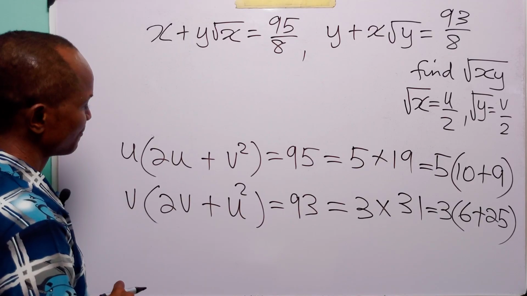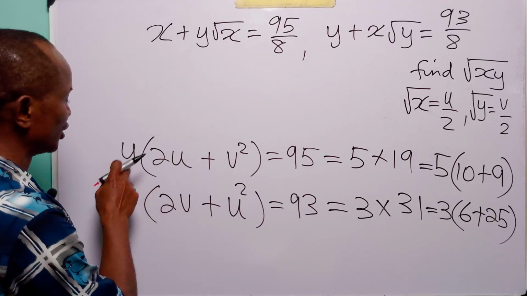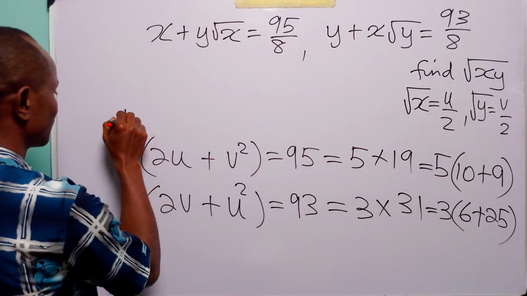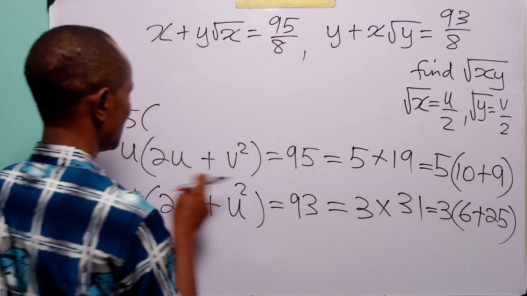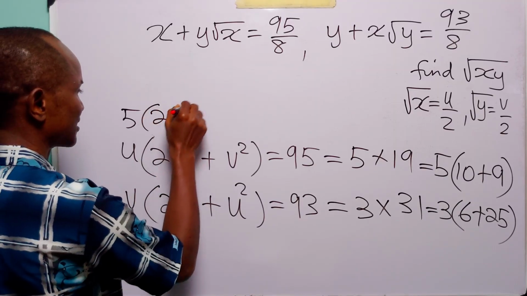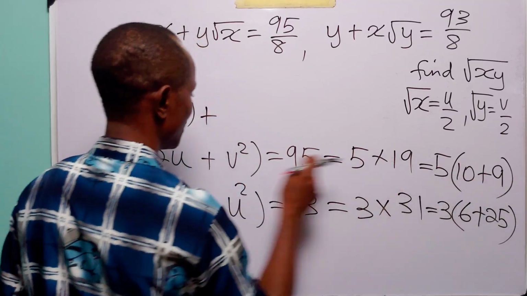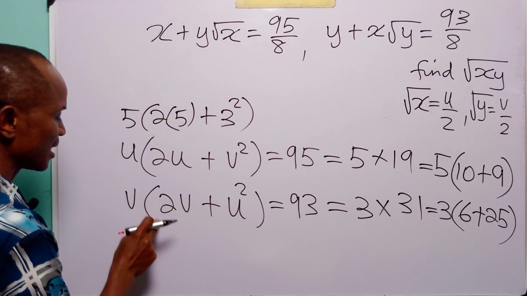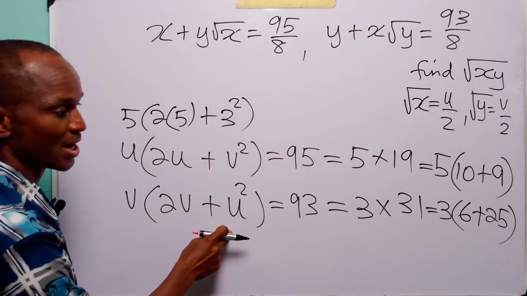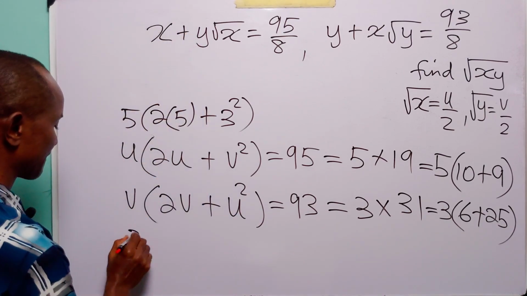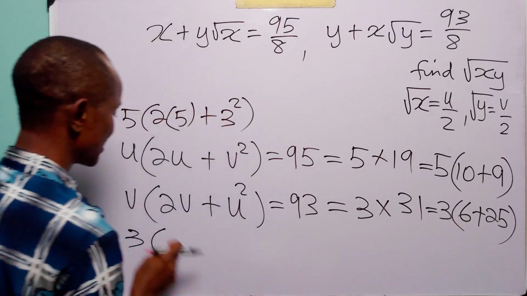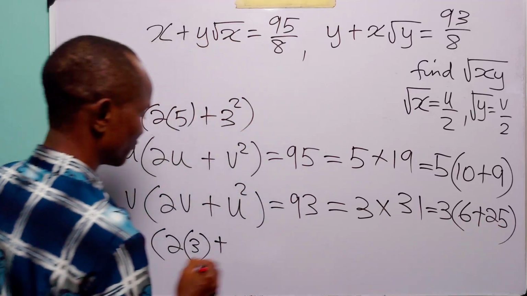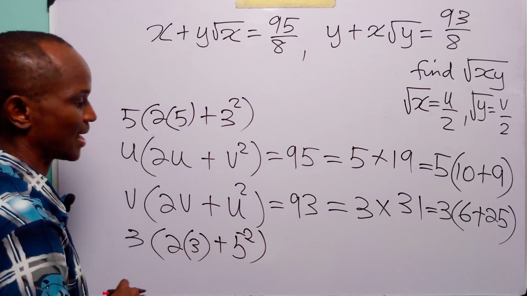So basically, in this first equation, we have that u multiplied by 2u plus v squared is equal to 5 multiplied by 10, which of course is 2 times 5, plus 9, which of course is 3 squared. And in the second equation, v multiplied by 2v plus u squared is equal to 3 multiplied by 6, which of course is 2 times 3, plus 25, which of course is 5 squared.